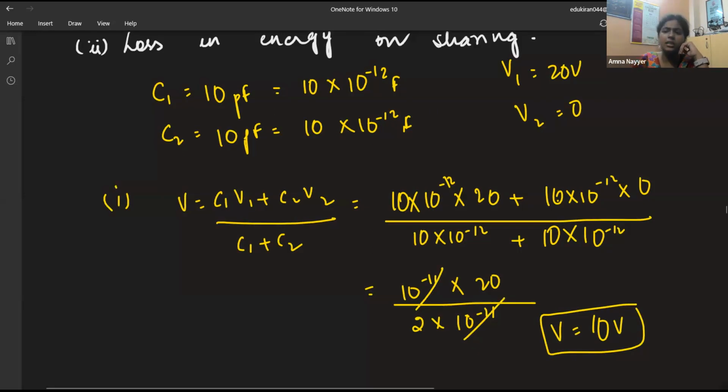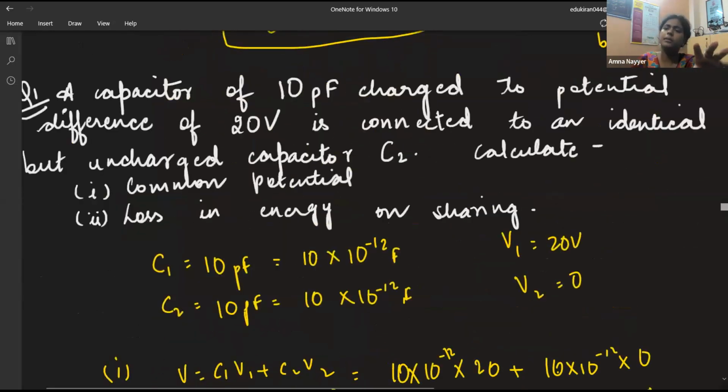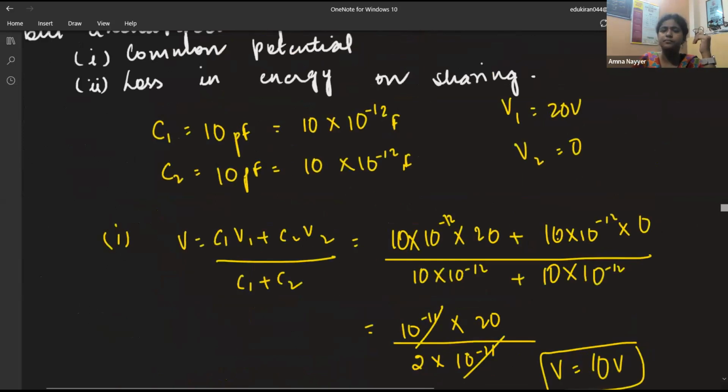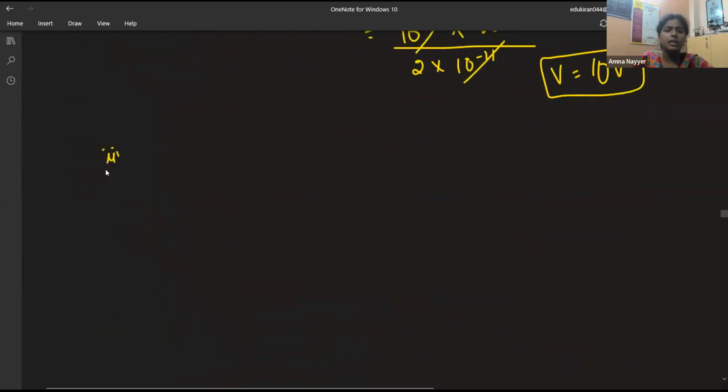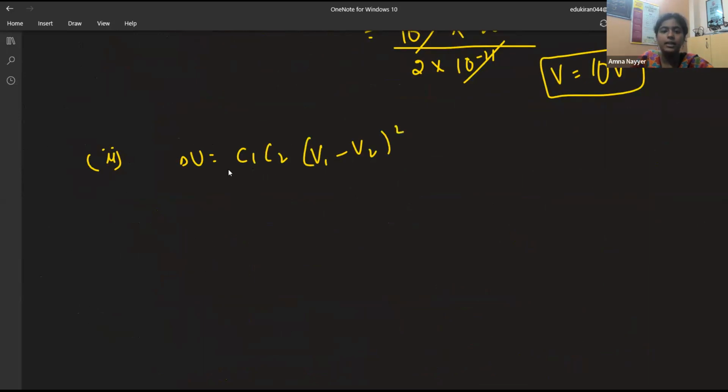Second formula, if an exam question comes, it will come in this way only: loss in energy. So the second part is loss in energy. The formula of loss of energy is C1 C2 (V1 minus V2) whole square divided by 2 (C1 plus C2). So all these values you just have to put in here.